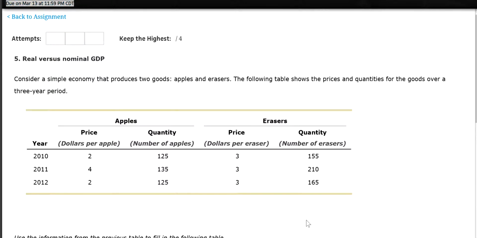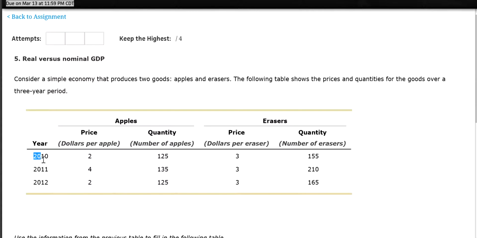Hi class, in this video I'm going to show you how to do number 5 on your chapter 10 apply homework. So it's the difference between real and nominal GDP. Consider a simple economy that produces only two goods, apples and erasers. The following table shows the prices and quantity for goods over a 3-year period.